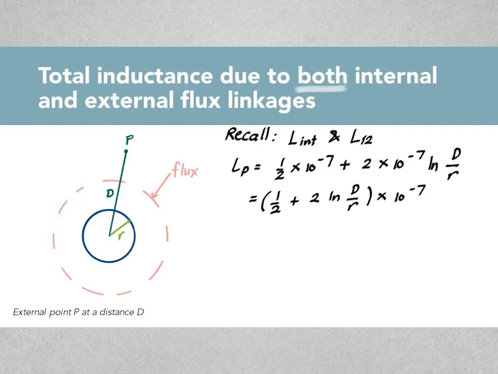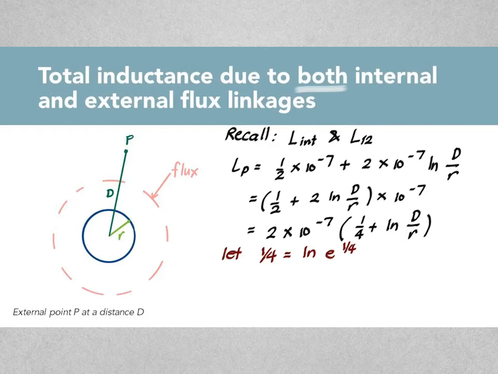Then further simplification, or factoring out 2 times 10 to the negative 7, will give us this parenthesis: 1/4 plus ln of D over R. In this case, we just have to let that 1/4 be ln of e raised to 1/4. There is no difference between these two except that we factored in ln e, but they are just the same because ln e is 1, right? So 1/4 remains the same as 1/4.